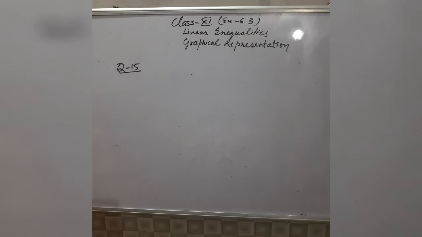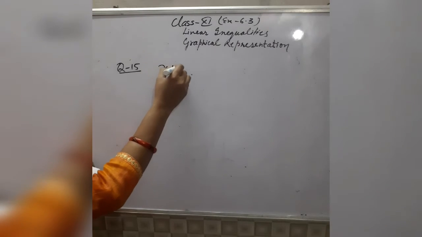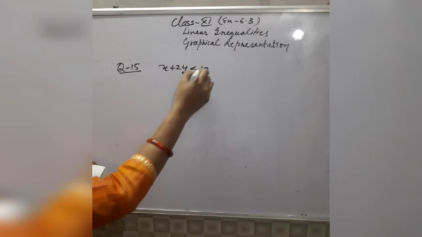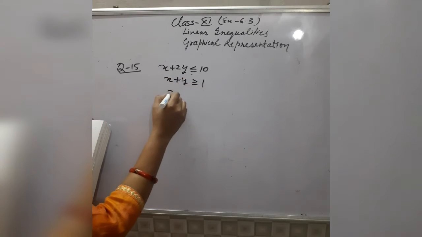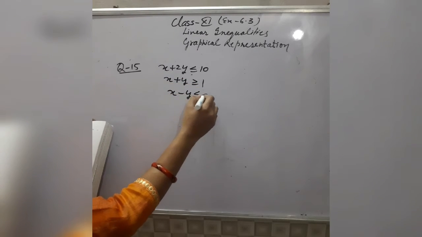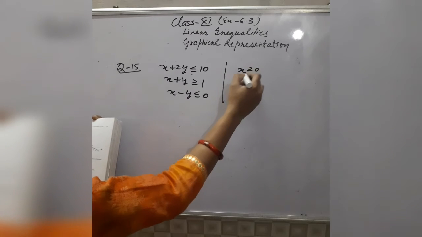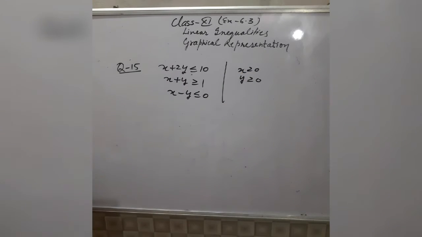Now last question of this exercise. Firstly I will write down the statement. The system is x plus 2y less than or equal to 10, x plus y greater than or equal to 1, x minus y less than or equal to 0, and x is greater than or equal to 0 and y greater than or equal to 0. Five linear inequalities are given to you.